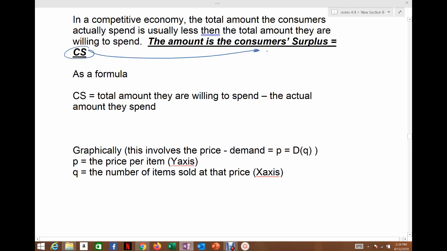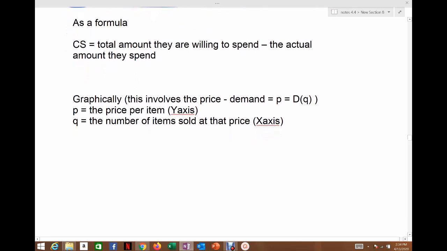Alright, the formulation, where the consumer surplus comes from. In vernacular, it's just the amount they're willing to spend minus the actual amount they spent. It's the leftover in their pocket. They didn't spend this money, but they would have been willing to spend that money. They would have been willing to pay a little more for the product.